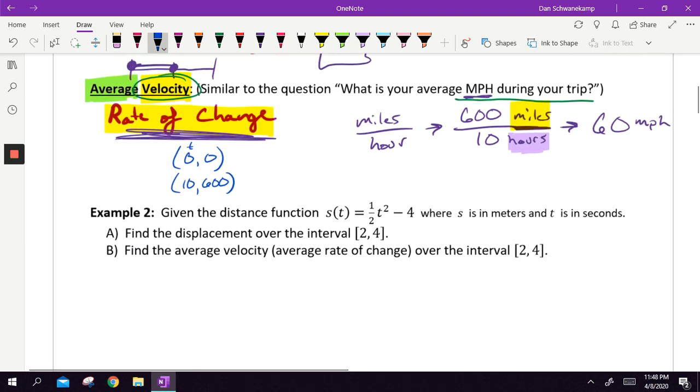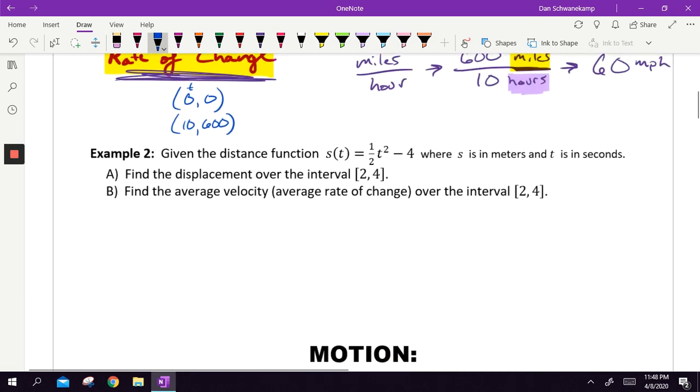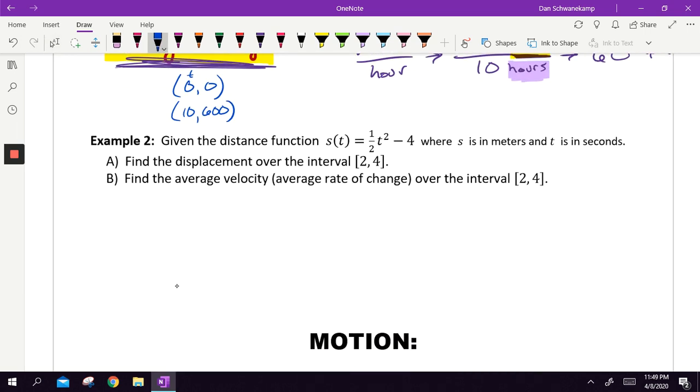It's just a slope. Okay, so don't get overly overwhelmed with that. Given the distance function, this thing right here. So S of t is going to tell me distance, position. I don't like that they use the word distance there. I need to fix my notes. That's a position function. Given the position function, S of t is equal to that, where S is in meters and t is in seconds. Find the displacement.